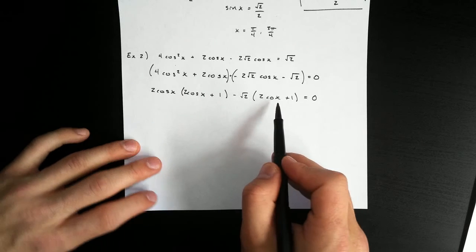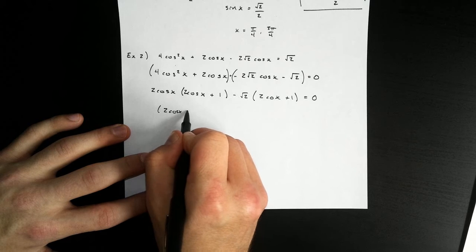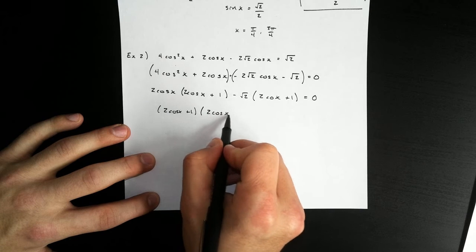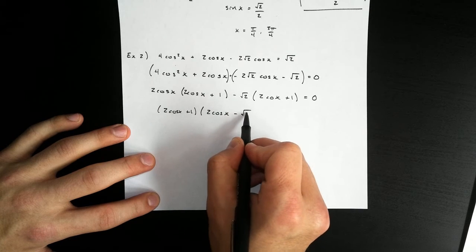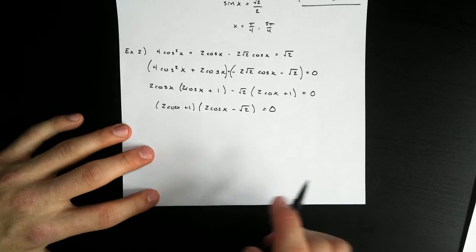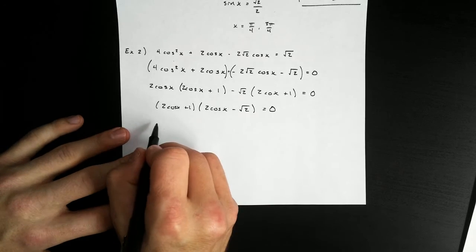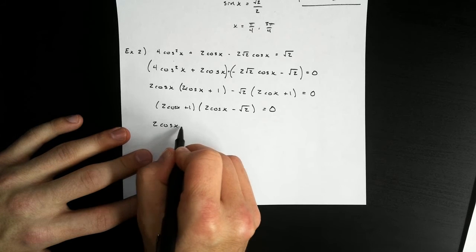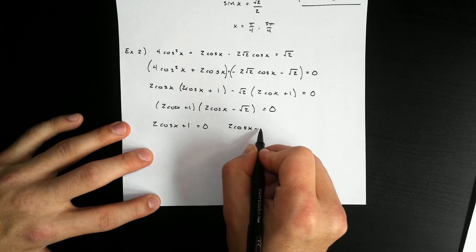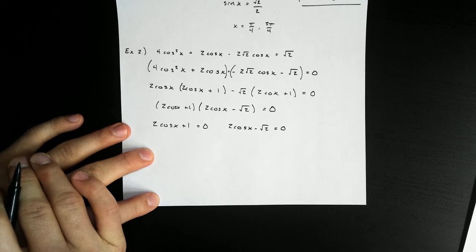So now we have another common factor. So bring that out front. So 2 cosine of x plus 1. And then we're left with a 2 cosine of x, and then the negative square root of 2. So factoring by grouping, and now we have 2 factors multiplied together set equal to 0. So we'll separate this into 2 separate equations. So there we go. And now we can finish up.